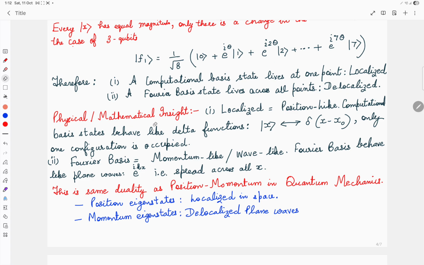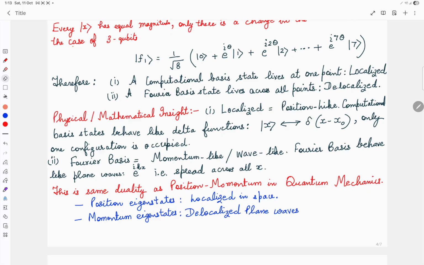So, physical and mathematical insights. Localized position-like computational basis states behave like delta functions, as delta functions are very localized at a particular axis equal to x naught. So they behave like that, and a localized configuration they will result into.